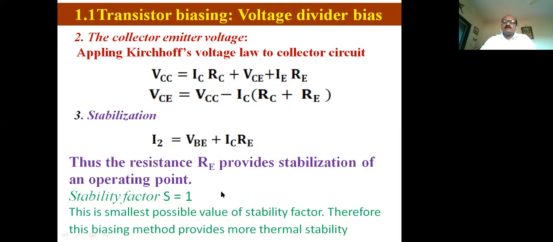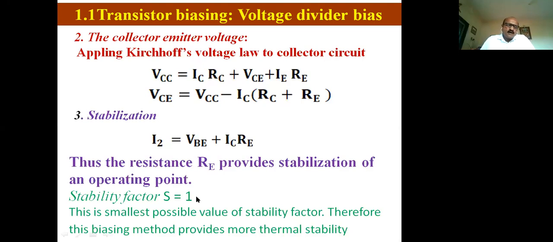And this is the smallest possible value of the stability factor. Actually, we have to take the stability factor equal to 1. As the value of the stability factor is as low as possible, this circuit is an excellent, better circuit. Therefore, as the value of the stability factor is lower, the biasing circuit is better.